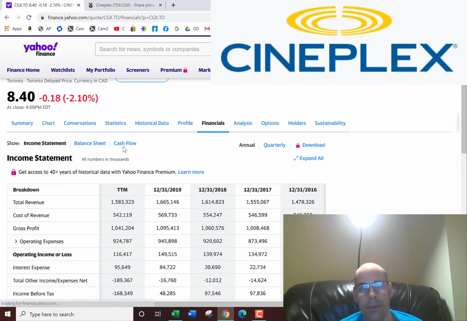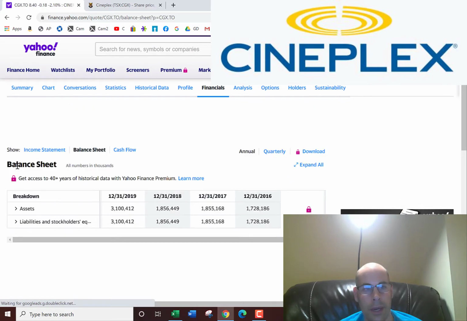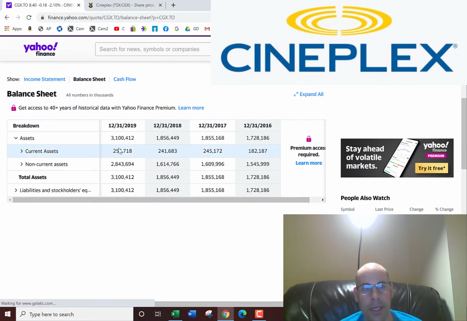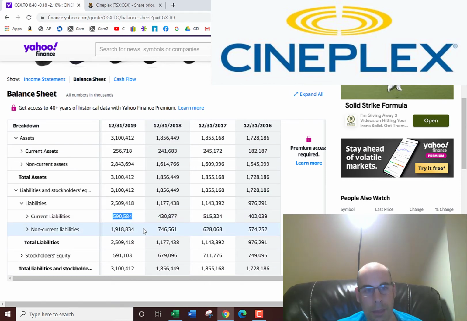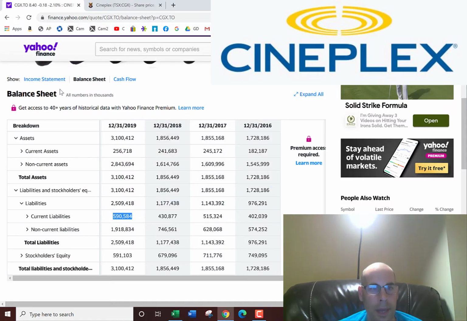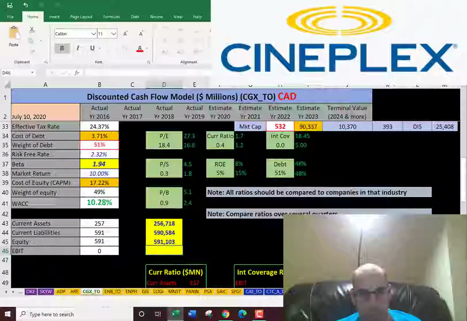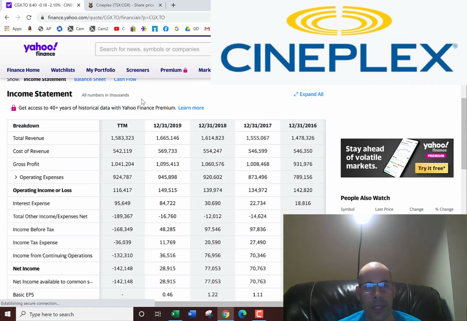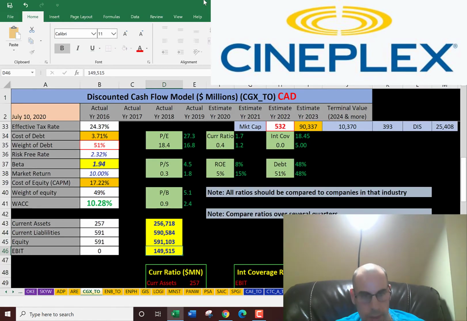Let's go back to the financials because we need some more information. Because when we look at the ratios later, we need to know their current assets. That's $256 million. Let's get their current liabilities. This is how much money the company owes within the next 12 months. That's $590 million. And their equity, that's total assets minus total liabilities. That's also $590 million. Let's pull the EBIT, earnings before interest and taxes. They call that operating income on an income statement. That's $149 million.